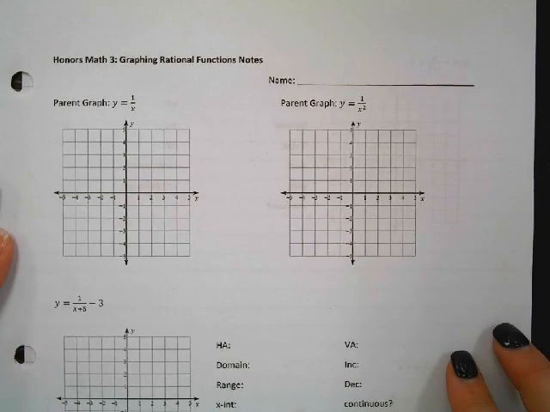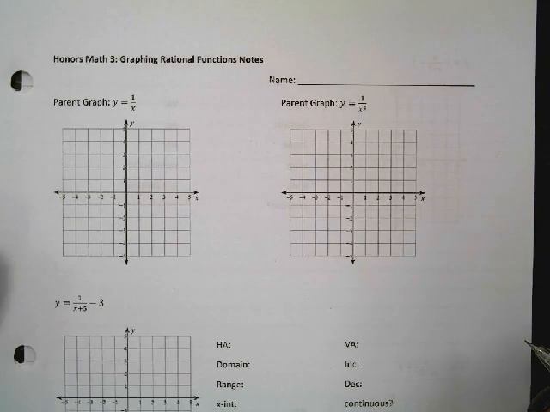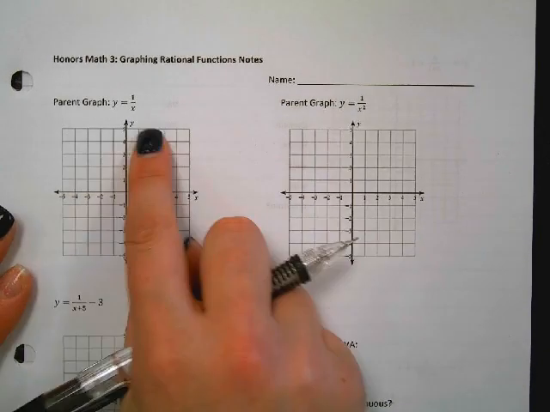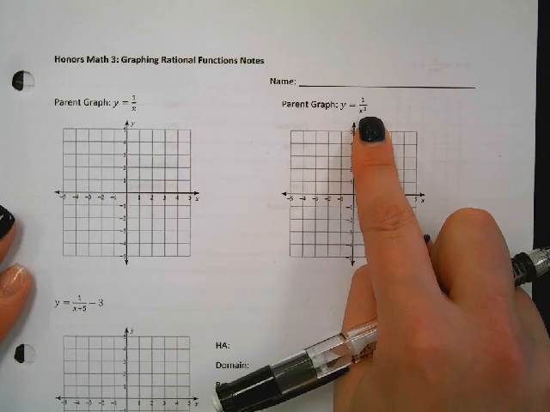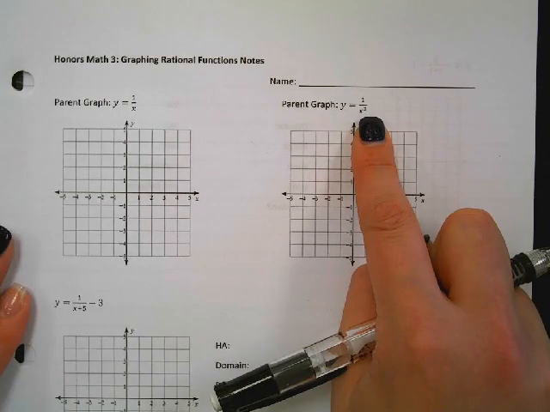Right, so these notes are on graphing rational functions, and since this is the first time we've ever looked at rational functions in a graphing situation, we only deal with the more simple examples this year, so a parent graph of 1 over x or a parent graph of 1 over x squared. If you move on in math, you look at all sorts of crazy denominators and things like that, but we don't do that in Math 3, we just focus on this.